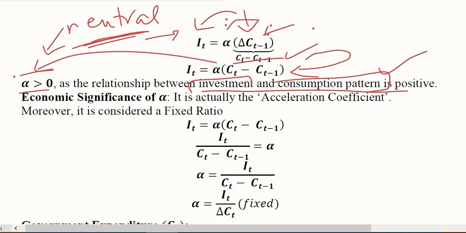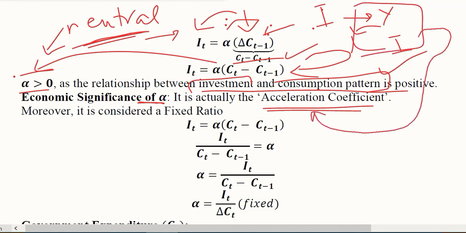Now this alpha needs to be given a suitable name, and it is known as the acceleration coefficient because this is actually triggering the process of acceleration. Due to the multiplier, investment increased the level of national income, due to which now investment is increasing. So this is the process which is acceleration, and this coefficient is being used to explain that portion of the consumption increment which is going to be converted into investment. So accordingly it is known as the acceleration coefficient.